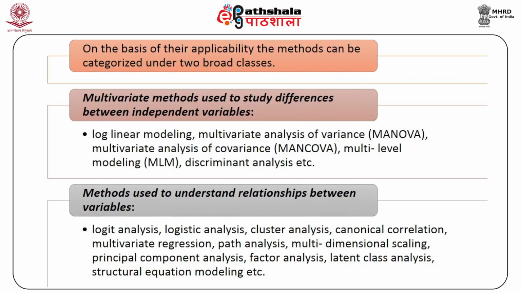On the basis of their applicability, the methods can be categorized under two broad classes. First, the multivariate methods used to study differences between independent variables, which are log linear modeling, multivariate analysis of variance MANOVA, multivariate analysis of covariance MANCOVA, multilevel modeling MLM, discriminant analysis, etc. The others are methods used to understand relationships among variables, which include logit analysis, logistic analysis and regression, cluster analysis, canonical correlation, multivariate regression, path analysis, multidimensional scaling, principal component analysis, factor analysis, latent class analysis and structural equation modeling, etc. Let us discuss a brief introduction to some of the multivariate methods.